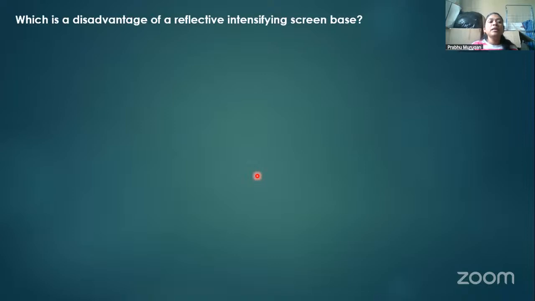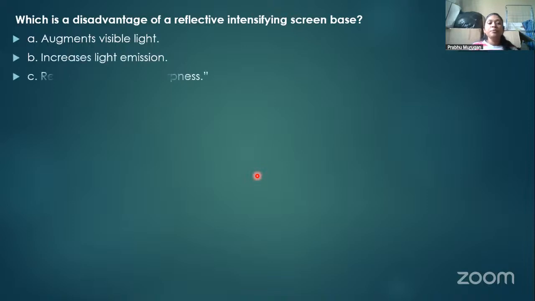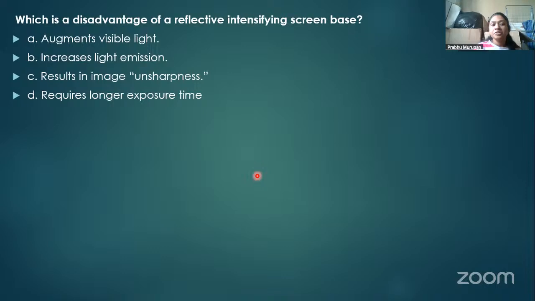I'll tell you where. Okay, which is the disadvantage of the reflective intensifying screen base? There are four main options given: augmenting visible light, increasing the light emission, resulting in image unsharpness, requiring longer exposure time. Basically, it is going to augment visible light. The first one is also correct. Second one, increasing light emission. Definitely, then only your X-ray exposure will be less. Third one, resulting in image unsharpness. That is the correct answer.